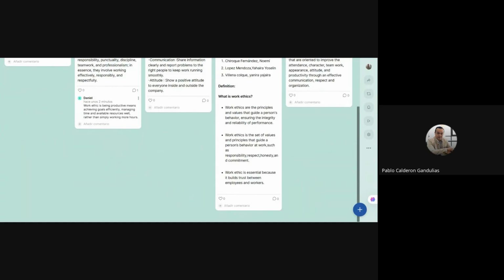work ethics are the principles and values that guide a person's behavior, ensuring the integrity and reliability of performance. Work ethic is a set of values and principles that guide a person's behavior at work, such as responsibility, respect, honesty, and commitment. Essential because it builds trust between employees and workers.